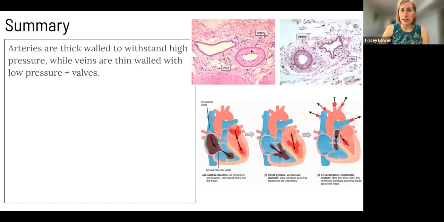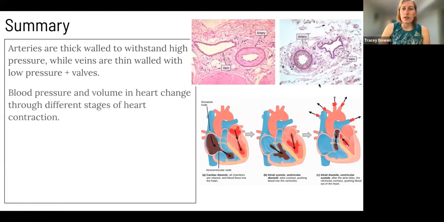And so if you look at these micrographs here, this is an artery, whereas this is a vein. And here you can see similarly, artery, vein. Blood pressure and volume in the heart change through different stages of heart contraction. And so pressure is going to be the highest when the ventricles are contracting, and that's going to be the systolic pressure of your heart.